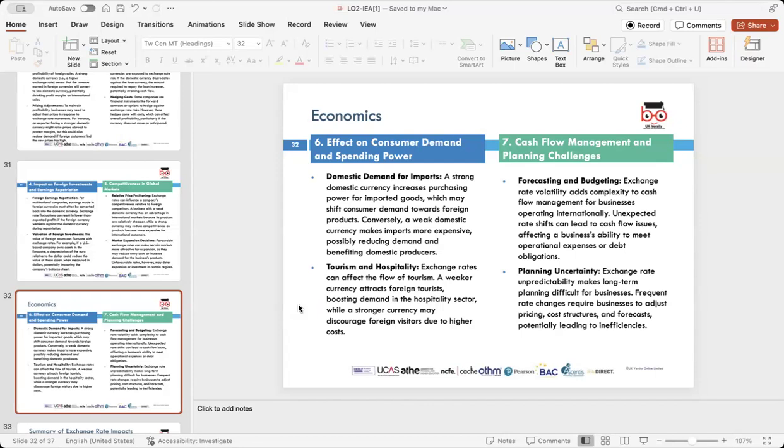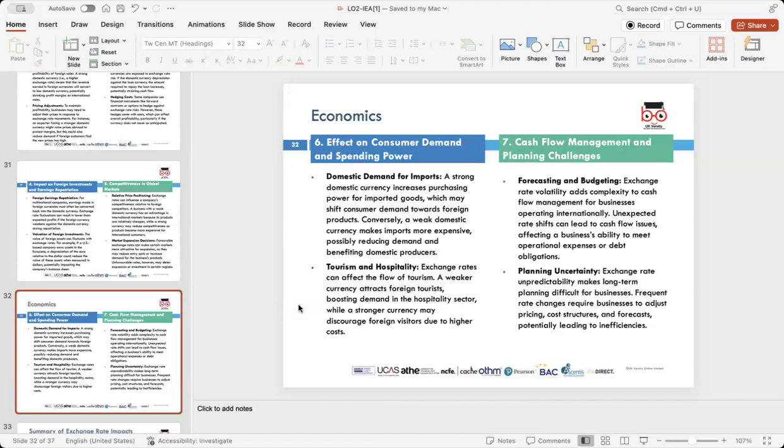Forecasting and budgeting. Exchange rate volatility adds complexity to cash flow management for businesses operating internationally. Unexpected rate shifts can lead to cash flow issues, affecting a business's ability to meet operational expenses and debt obligations.